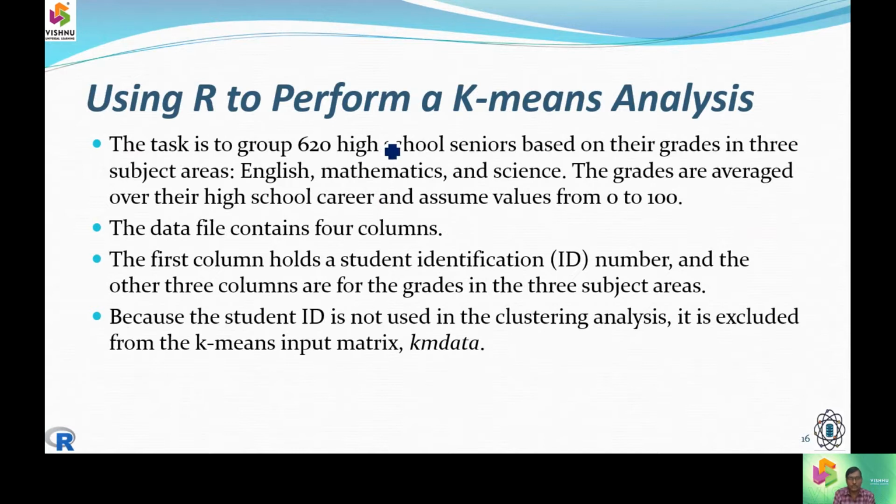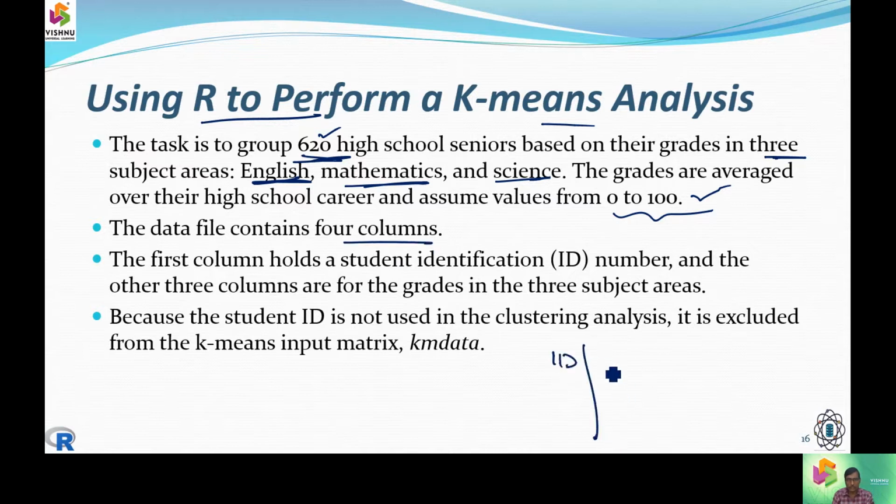Now let us start working with some data, using the R language to do some analysis. So now we are going to have a data set with 620 students, and they are going to do subjects English, mathematics, and science, and they are graded from 0 to 100. Now the data is going to have 4 columns. 1, it is going to have an identifier, 2, it is going to have the subjects, and 3, it is going to have some grade, and these are some of the columns here.